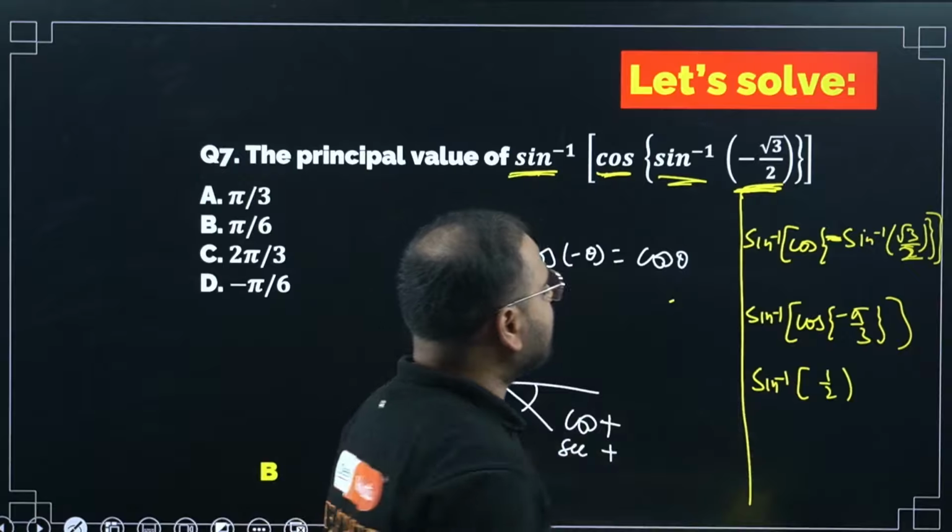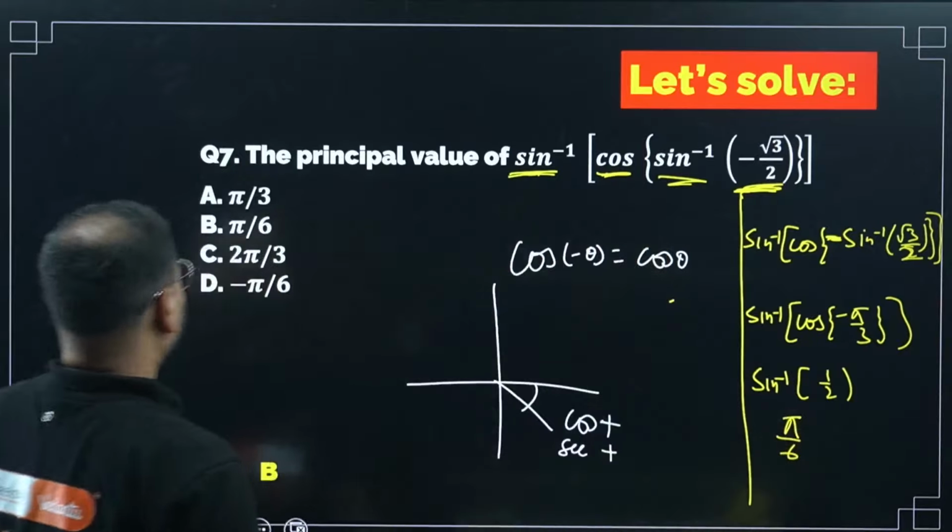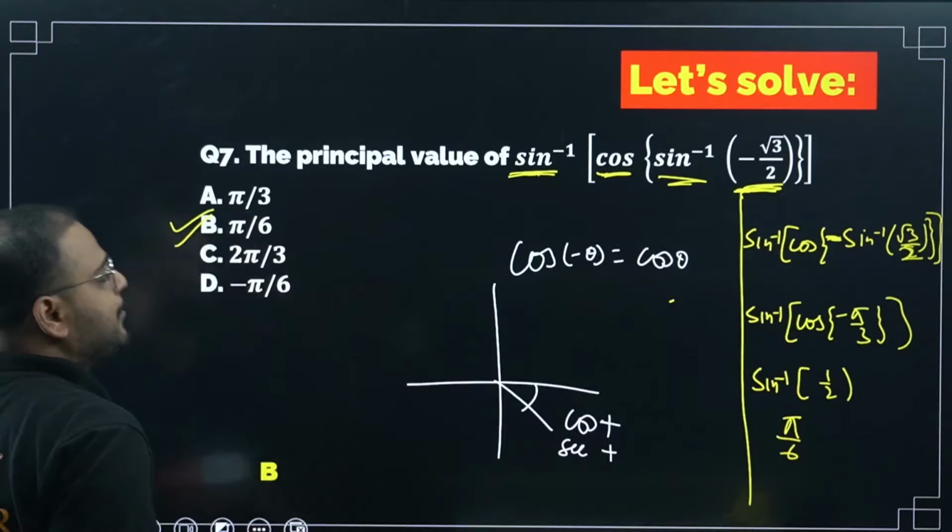Now sine inverse of 1 by 2 will be what? Simply pi by 6. So the answer is what? B, pi by 6.